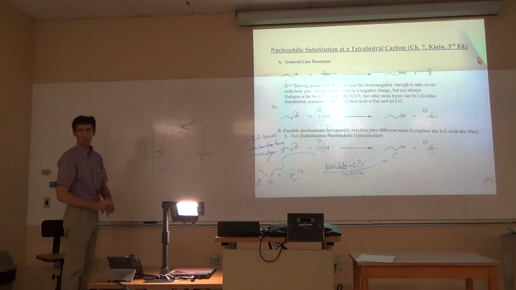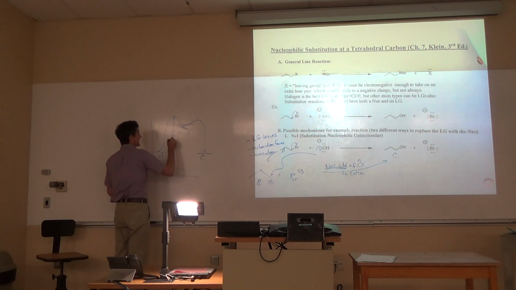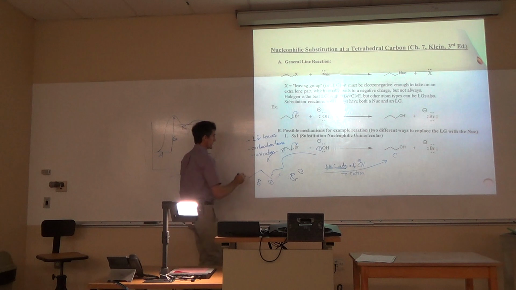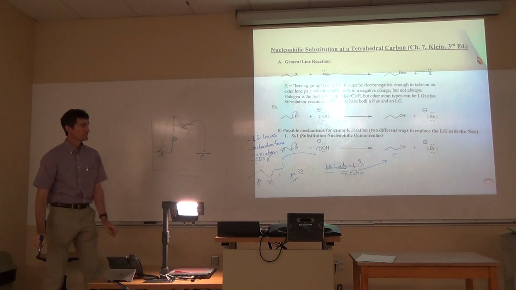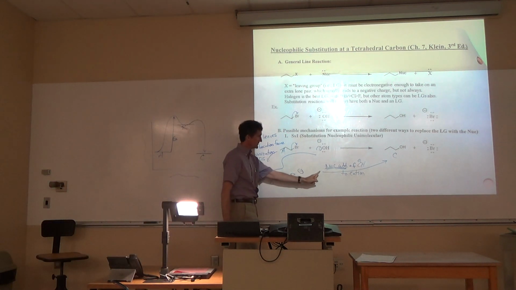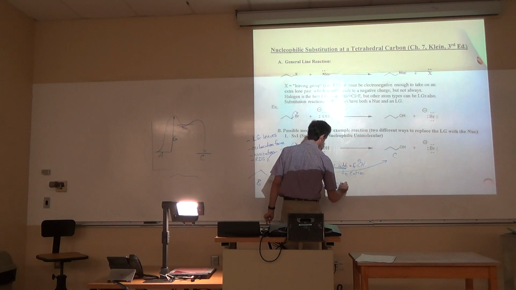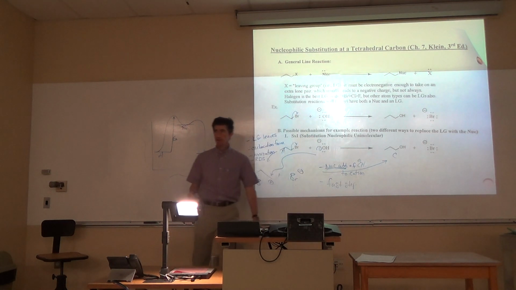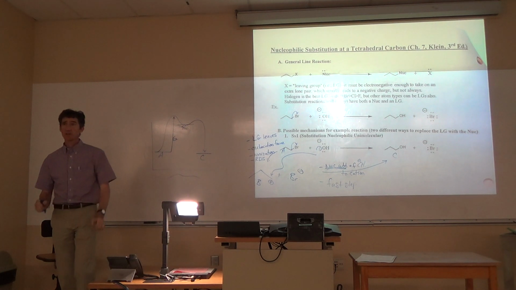Which step should be the rate determining step? The first one. Yes, the first step is the rate determining step. Once you make the cation, what's going to be the rate of the second step compared to the first? Fast step. It's fast compared to the slow step. The rate determining step is the slow step. Because it's slow, it determines the overall rate.